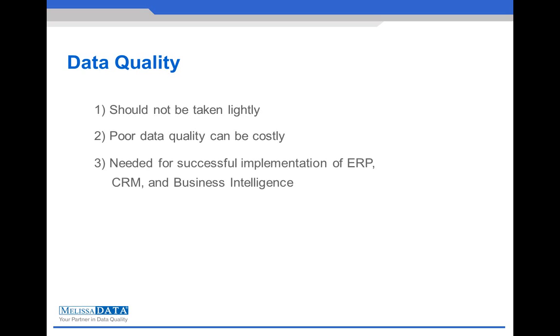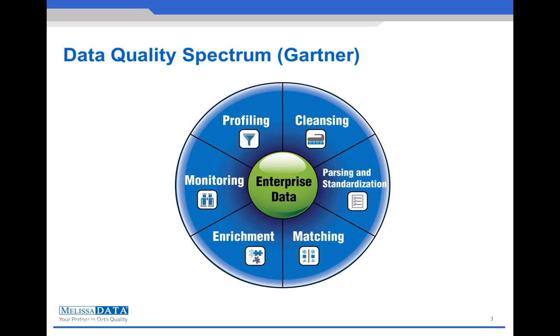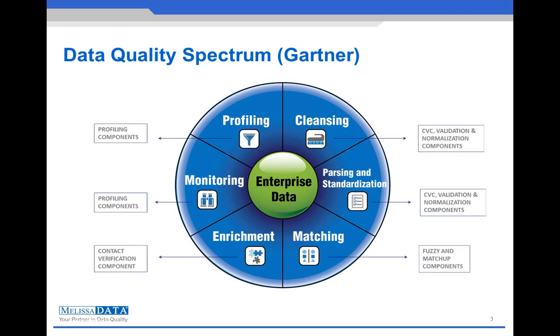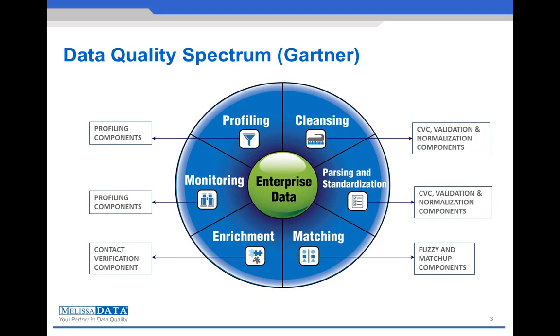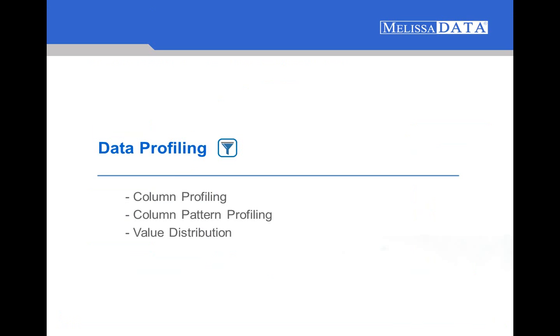The data quality spectrum, as defined by Gartner, is divided into 6 categories, starting with profiling, then cleansing, parsing and standardization, matching, enrichment, and monitoring. What we at Melissa Data have accomplished is the development of custom SSIS transforms called the data quality components in order to satisfy all the areas of data quality. Let's talk about each of these components, what problems they address, and how they help us achieve overall better data quality. First, we have our profiling components.